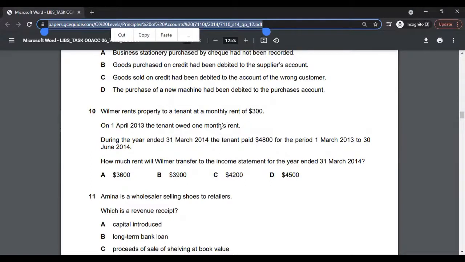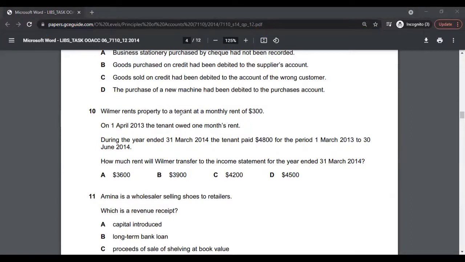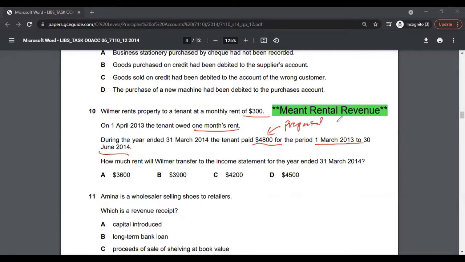Multiple choice 10. Wilmer rents property to a tenant at a monthly rent of $300. On 1st April 2013, the tenant owed 1 month's rent. During the year ended 31st March 2014, the tenant paid 4,800 for the period of 1st March 2013 to 30th June 2014. So this includes prepaid rent. How much rent will Wilmer transfer to the income statement for the year ended 31st March 2014?